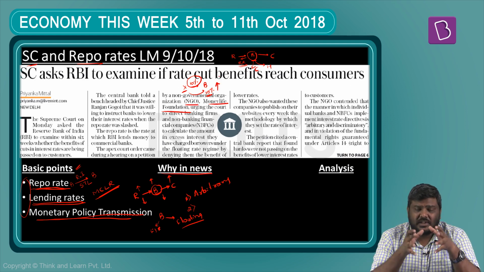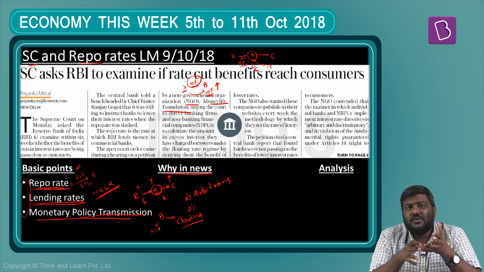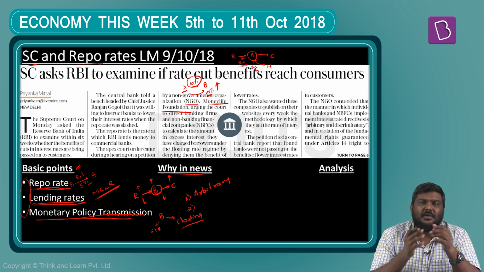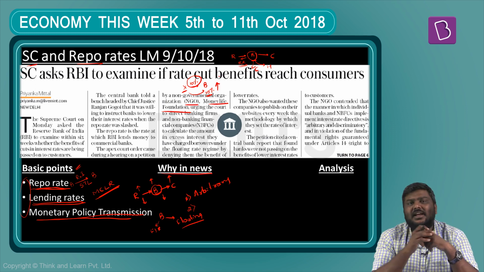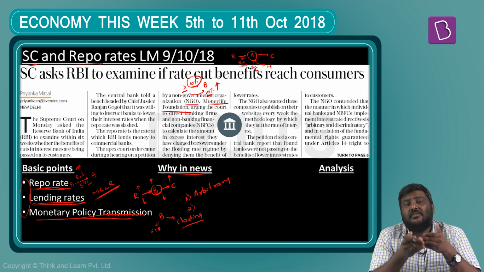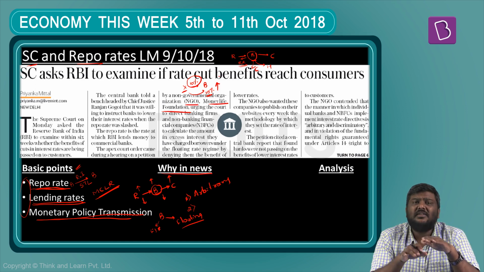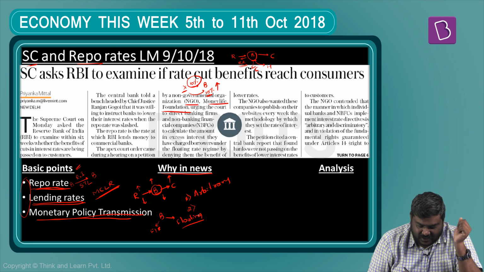So basically what this foundation says is, especially to those borrowers who have taken loans on floating rate of interest, the banks are very quick to transfer this particular cost of capital or cost of borrowing in the form of increase in the rate of interest. But when RBI reduces the lending rate, they do not transfer or transfer very little of it to the beneficiaries. So that is the second argument.